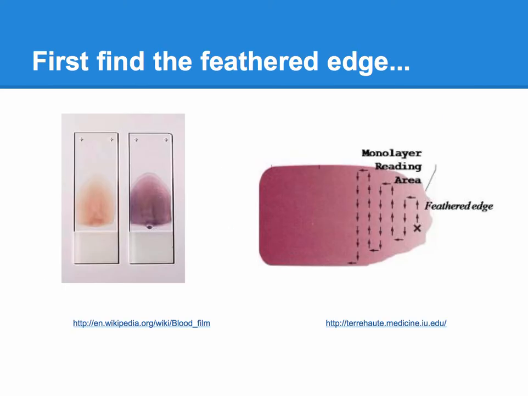This slide is a review of the video you watched. The feathered edge is at the tip of the blood smear, where the blood appears thinner. When viewing your slide, it is important to move your slide in the pattern on the right image to prevent double counting or missing elements in the smear.